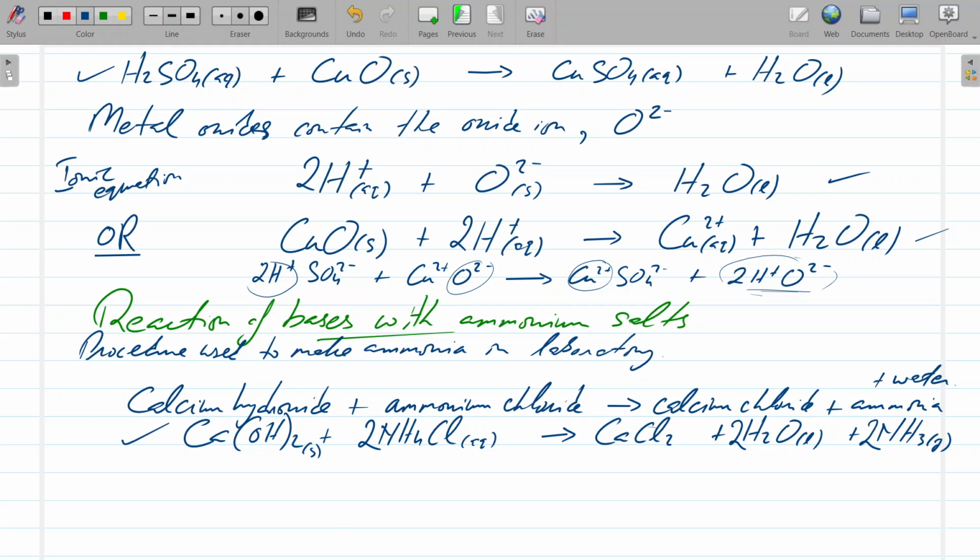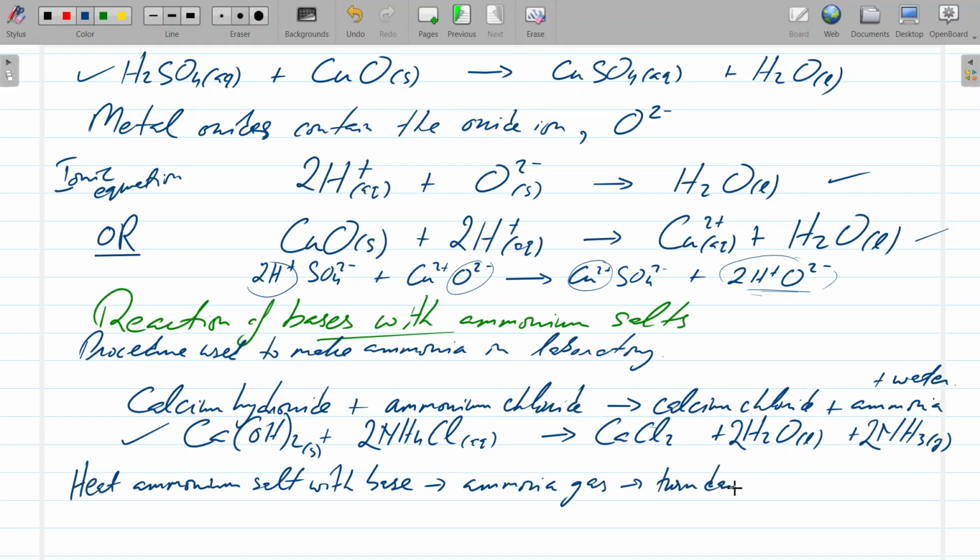Now, what basically you're doing is you heat an ammonium salt with a base. It will produce ammonia gas. This guy will turn damp red litmus paper blue. So it will go from red to blue. Plus, it has a pungent smell, a very unpleasant smell.